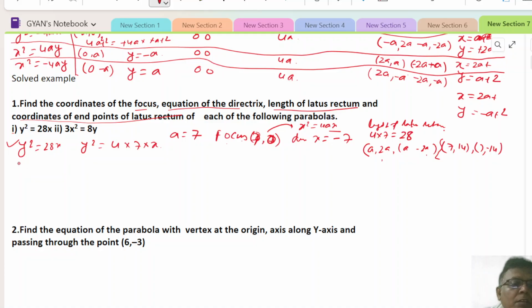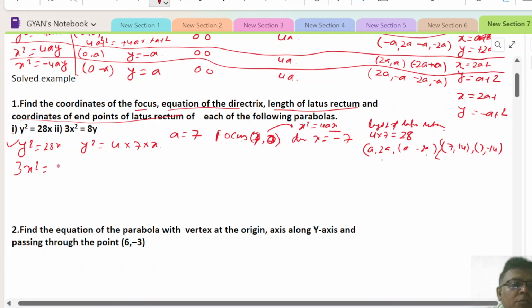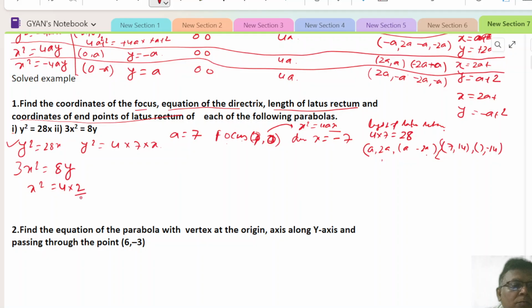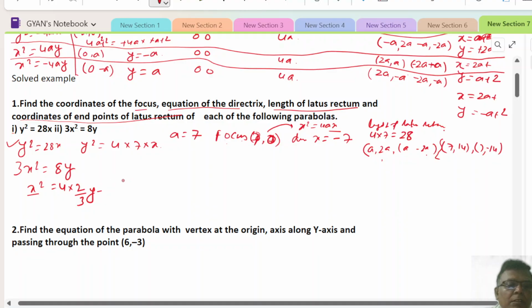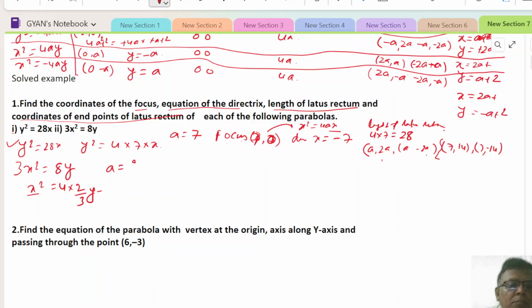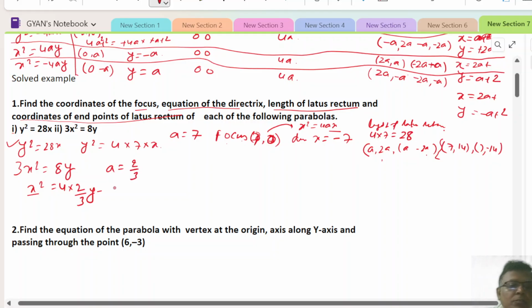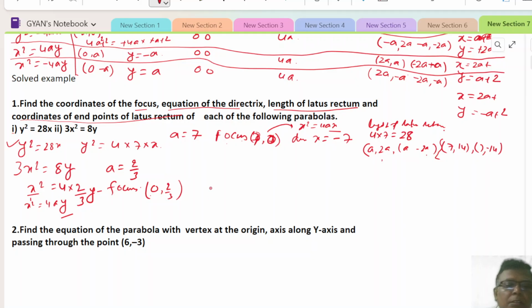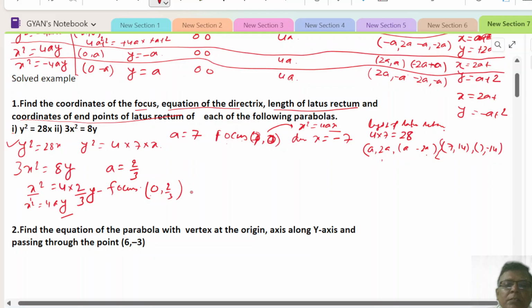Now another equation, that is 3x² = 8y. So x² = 4 into 2/3 into y. So this is from x² = 4ay. So a = 2/3. So the focus will be (0, 2/3), because this is the x² = 4ay form.